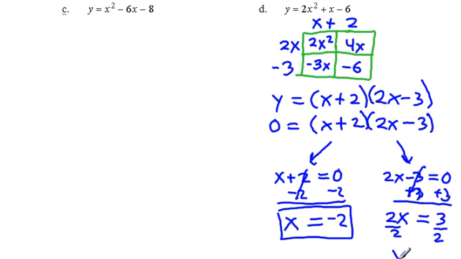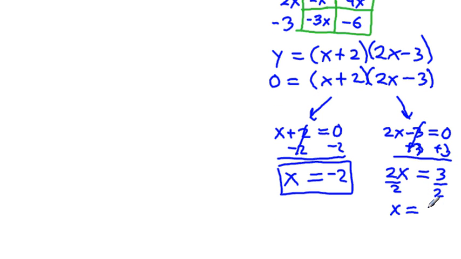This always works, no matter how hard or easy the equation is. So x equals 3 over 2. And those are our 2 x-intercepts: negative 2 and 3 halves, but written as negative 2 comma 0 and 3 halves comma 0.